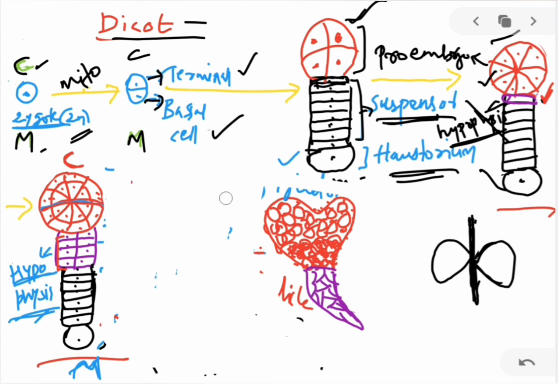And remember one more thing: this stage is termed the globular stage. Why? Because the proembryo looks like a globular mass of structure. Based on the shape of this proembryo, this phase is termed the globular stage.